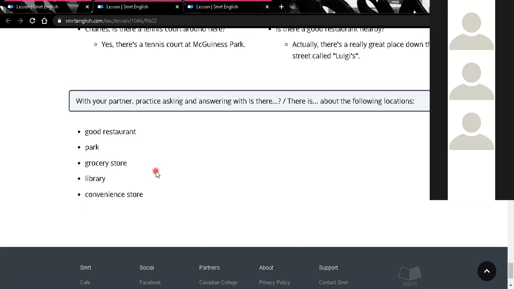Roman, is there a grocery store around from here? Roman, is there a grocery store near here or around here? A grocery store is like, well, a store that sells vegetables, that sells food, right? Like, it could be Aurora or something like that. So, Roman?